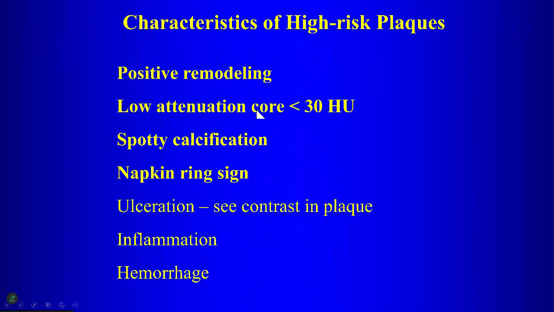Positive remodeling, low attenuation core, spotty calcification, napkin ring sign, we'll talk about what that means. Ulceration, if there's contrast within the plaque, inflammation around the plaque, hemorrhage around the plaque, these are all features of high-risk plaque. These first four are things that you probably can't evaluate with CT. These are a little bit tougher.